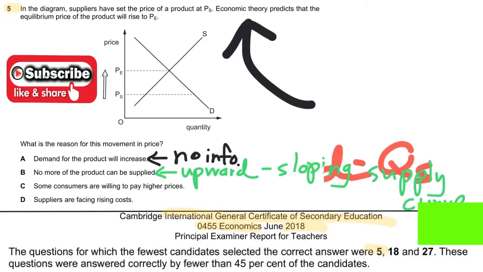So let's take a look at the last option. The last option talks about the supplier facing rising cost. Okay, so that's wrong, because we do not have information on that. Not informed.